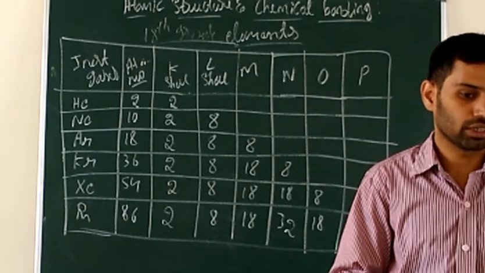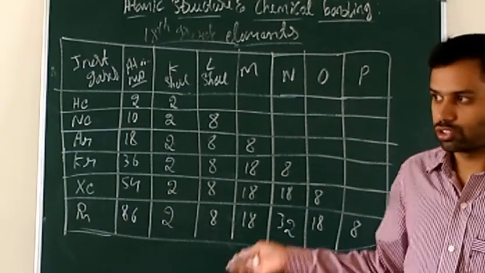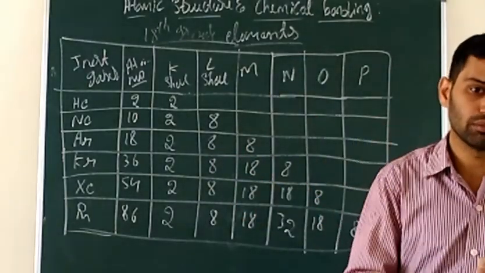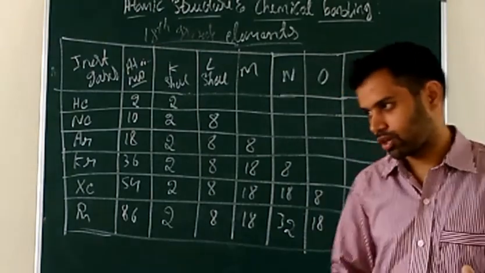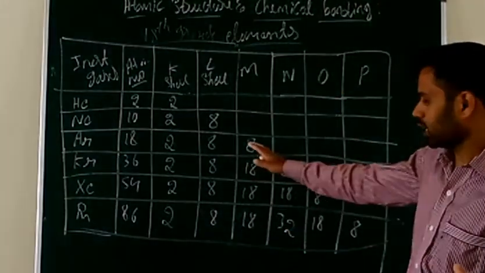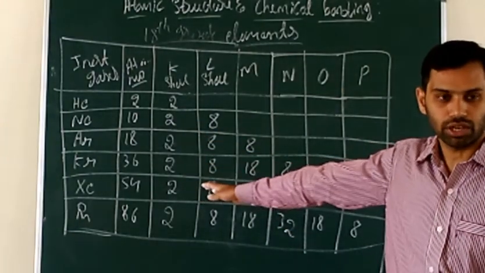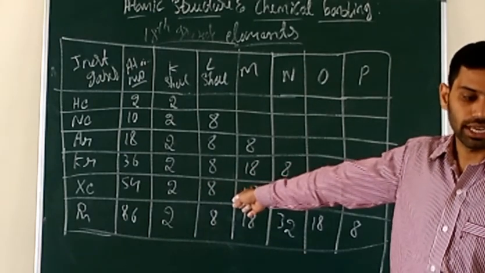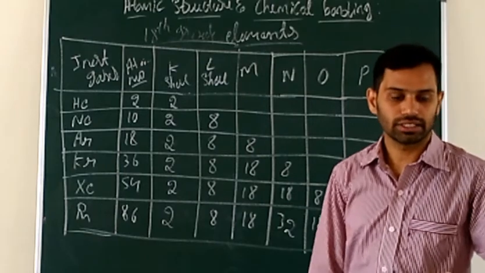Octet and duplet. Octet rule means there should be 8 electrons in the outermost shell. Duplet means it should have 2 electrons in the outermost shell. Now coming to the other elements. These are the elements which are not involved in chemical reactions. Because of these reasons they are called inert gases. Inert gases are noble gases.